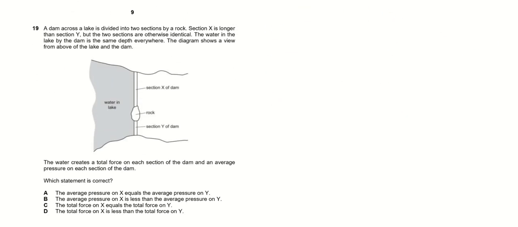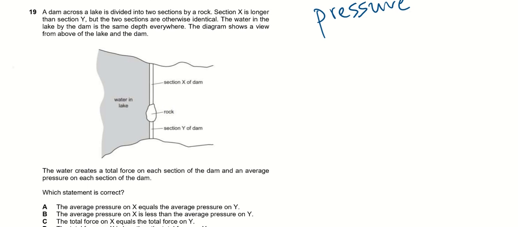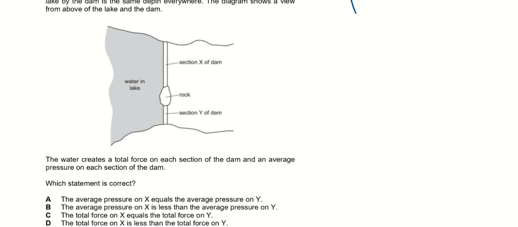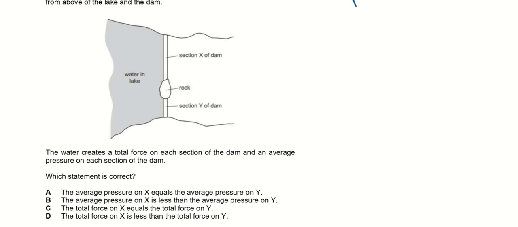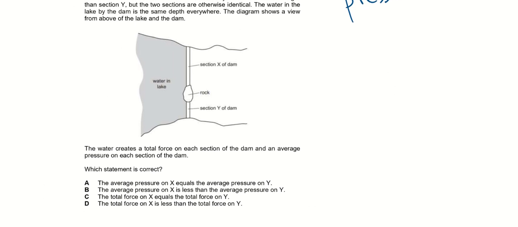Okay, question 19. Now we go to pressure. It's divided into two sections by a rock. Section X is longer than section Y, but the two sections are otherwise identical. Water in the lake by the dam is the same depth everywhere. The diagram shows a view from above of the lake and the dam. The water creates a total force on each section of the dam and an average pressure on each section of the dam. Which statement is correct? Okay, because pressure should be the same.